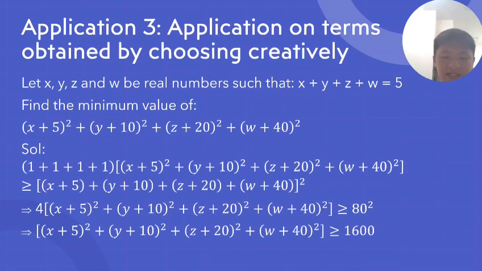Moving on to the last application. Let x, y, z, and w be real numbers such that x plus y plus z plus w is equal to 5. Find the minimum value of this sum of squares. So this is the solution. You can see it here.